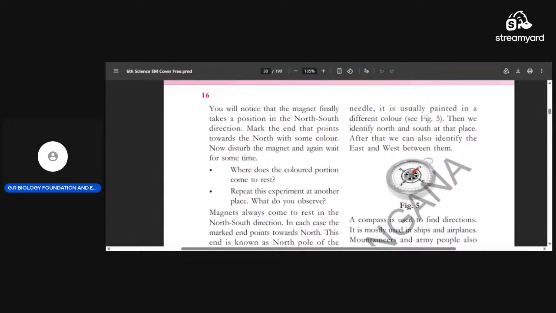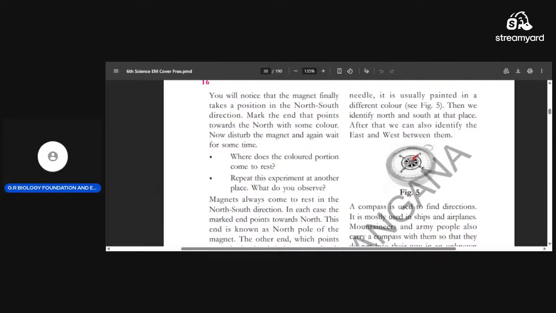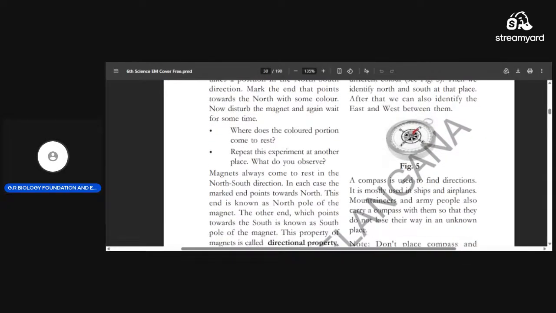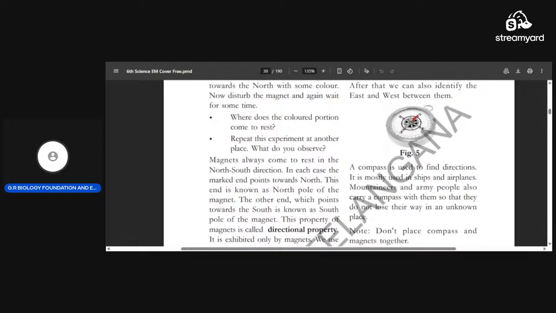You will notice that the magnet finally takes a position in the north-south direction. Mark the end that points toward north with some color. Now disturb the magnet and again wait for some time. Does the colored portion come to rest? Repeat this activity at another place. What do you observe? You arrange the suspended bar magnet in different places and wait until it comes to rest. Every time it shows the same position.